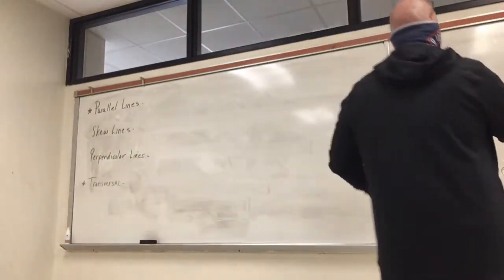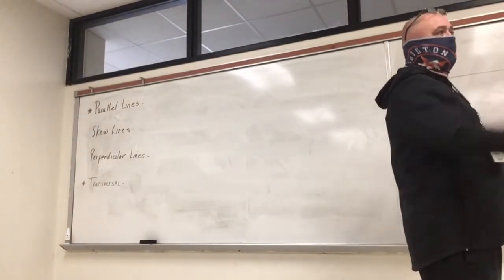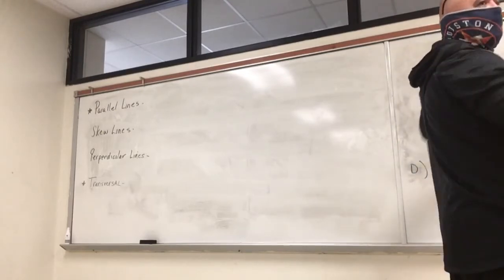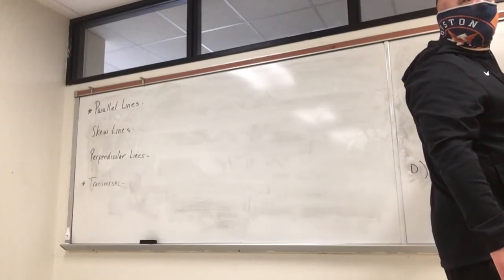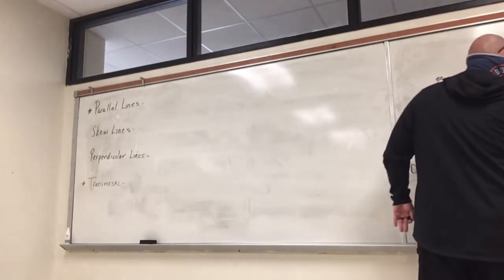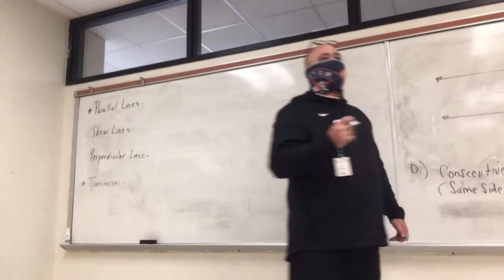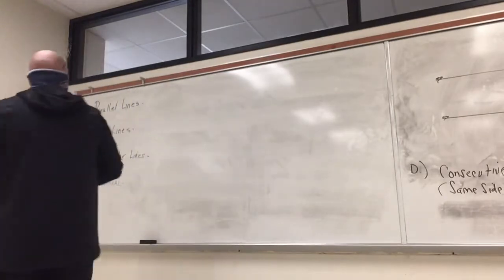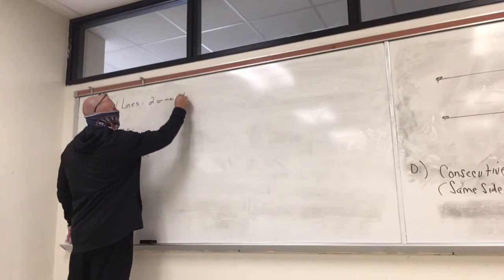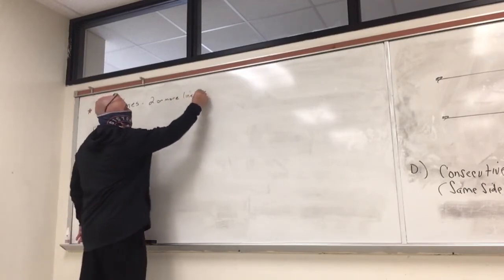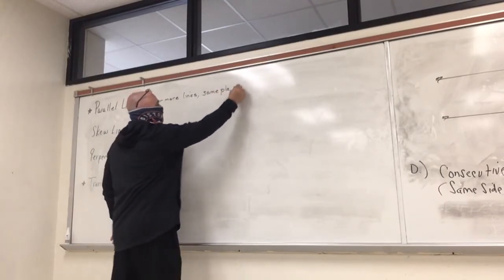So you can't have a line right here and a line over there, because this is a plane and that's a plane. Even though these two lines do not cross, they are not parallel because they're not in the same plane. So there are two or more lines in the same plane and they never intersect each other. That is the definition of parallel lines. So it's two or more lines, same plane, never intersect.